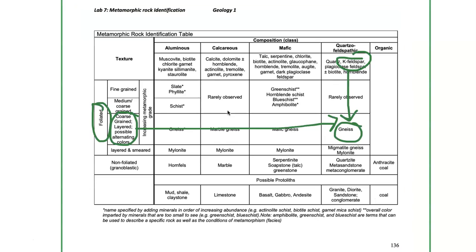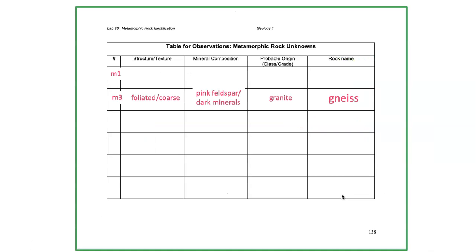Let me jump back to why I said that. Because I chose this column, I'm going to say that this might have been a granite because granites commonly have these big pink feldspars in them. And I'm going to name it a gneiss.